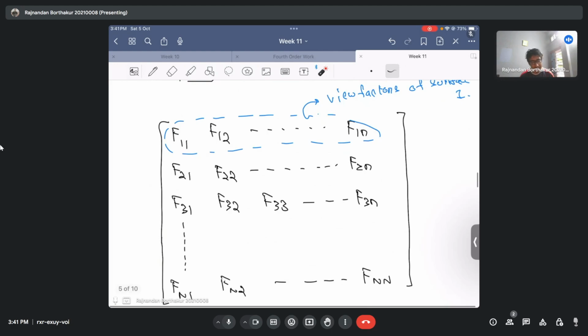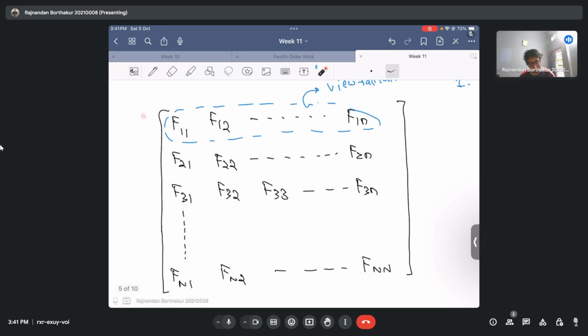And as you can appreciate, I have n rows in this view factor matrix and n columns, which means the total number of possible view factors that can arise from an n-surface enclosure is n squared. Again, that is not what the question is asking us. The question is asking that if there are n surfaces, meaning there are n squared view factors, how many view factors do we need to know directly, and how many come from the relations, for instance the reciprocity relation and the summation rule.